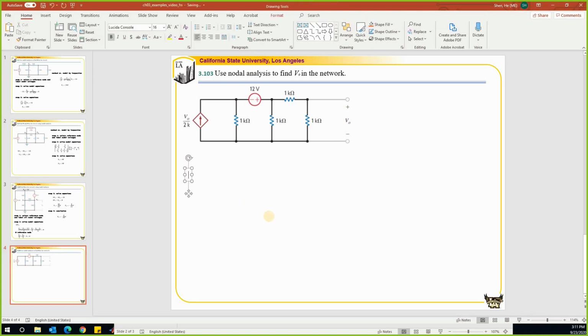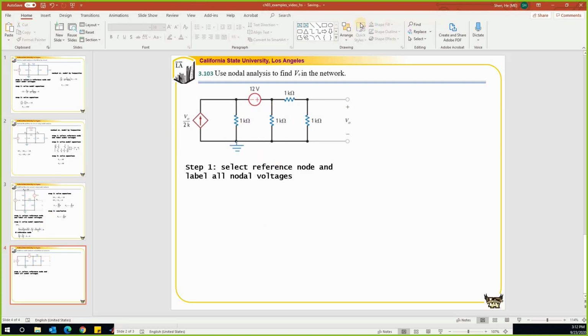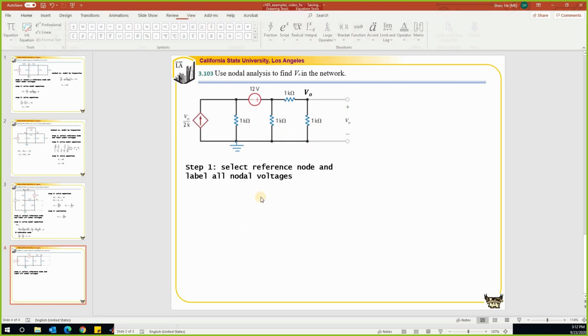Step 1, I'm going to select a reference node and label all the nodal voltages. VO is compared between this node and this node. And at the same time, this node connects to multiple branches. So we want to make it a common reference. Select this node as my reference node. Then what are the nodal voltages? This node has a nodal voltage of VO.